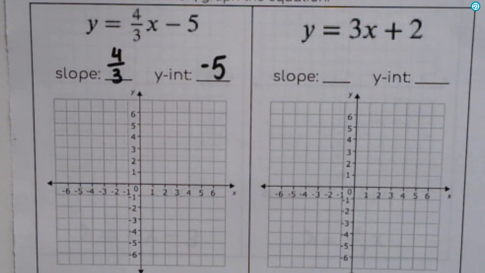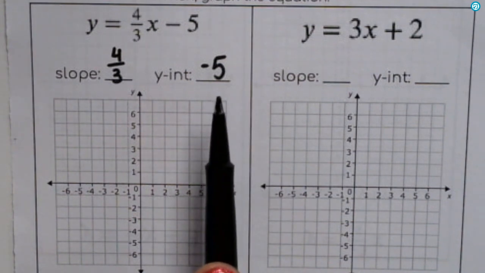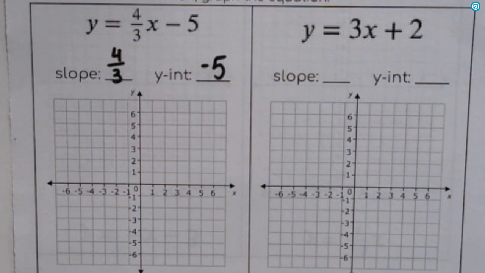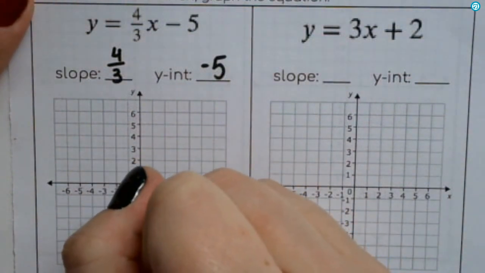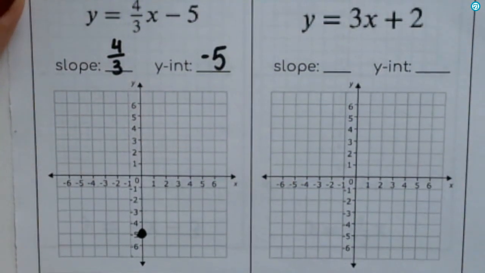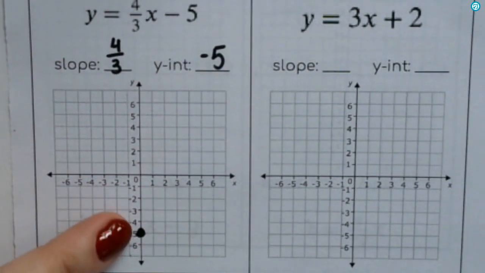Okay, from here, I now put those two things onto my graph. So I always am going to start at my y-intercept. My y-intercept is -5. This is my y-axis. Y-intercept means it's on your y-axis. So I need to put a dot down here at -5. Not over here, down here.